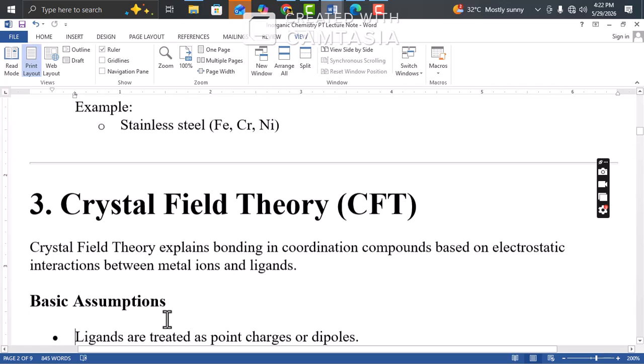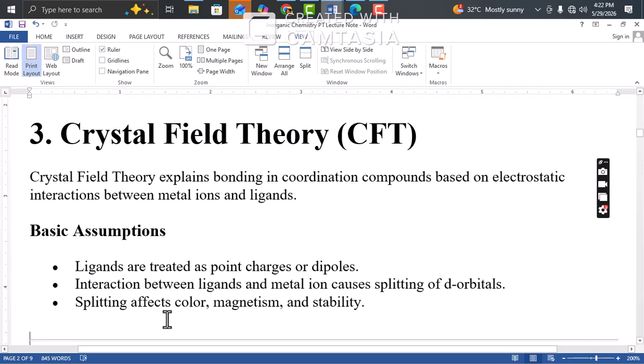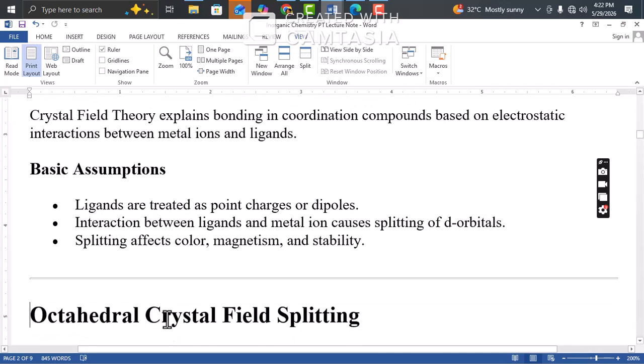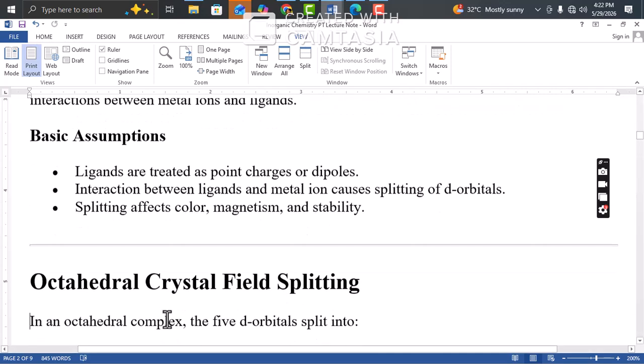Now to crystal field theory. Crystal field theory explains bonding in coordination compounds based on electrostatic interactions between metal ions and ligands. So what are the basic assumptions? The ligands are treated as point charges or dipoles. Interactions between ligands and the metal ion cause splitting of d orbitals. Splitting affects color, magnetism, and stability.